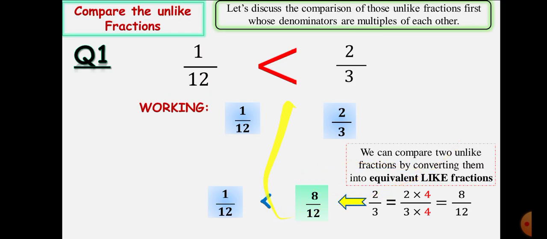So if you multiply 3 by 4, you're going to get 12. So basically I'm going to multiply the fraction 2/3 by 4, okay. So I'm going to get 1/12 and 8/12. So here the denominator is the same. You have to check the numerators. The greater the numerator, the greater the value. So 8 is greater than 1, so that means 8/12 is greater in value than 1/12.